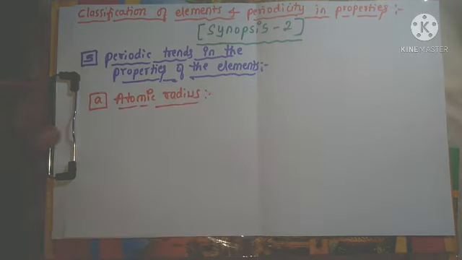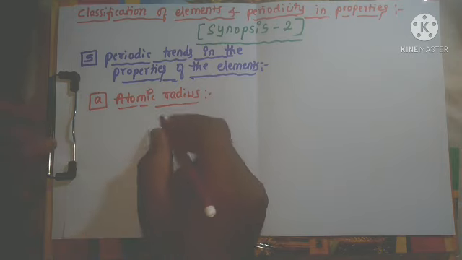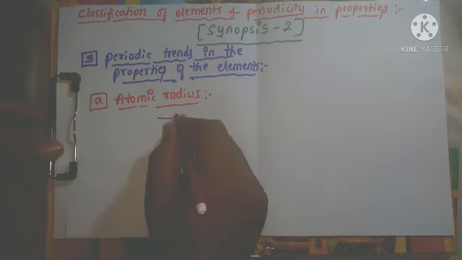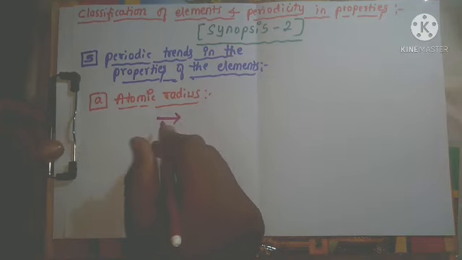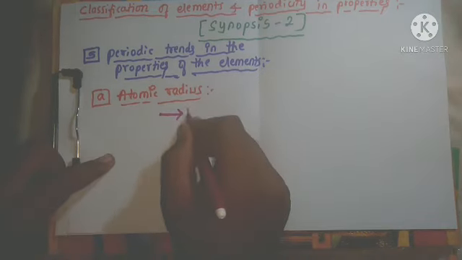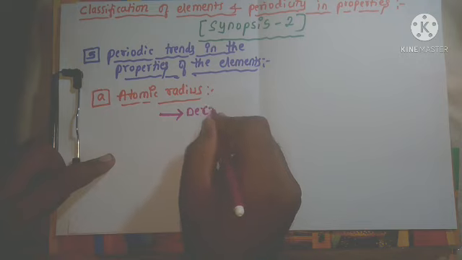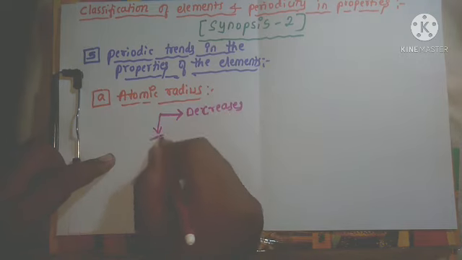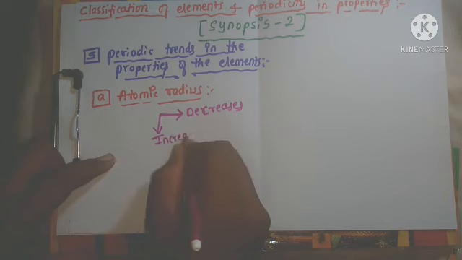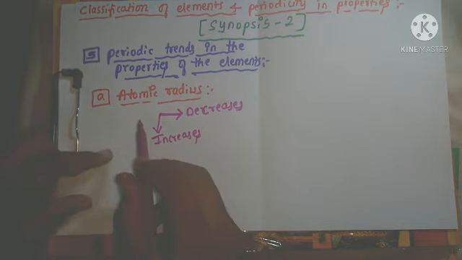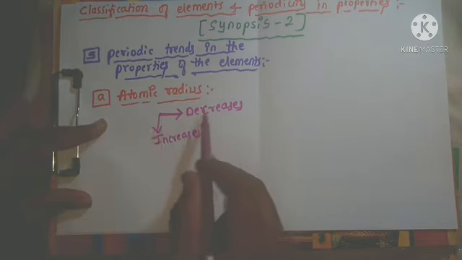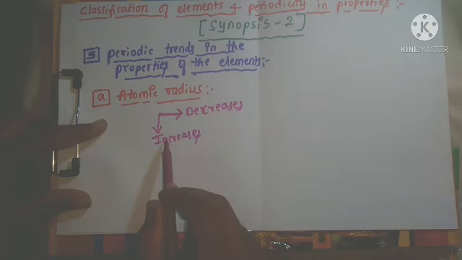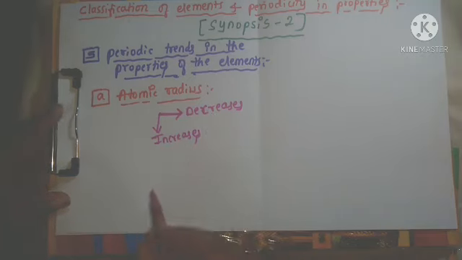Now, here, atomic radius along period, this mark indicates left side to right side, that is period. Along period it decreases, and along group it increases. Just remember that one. Atomic radius decreases along period and increases along the groups.